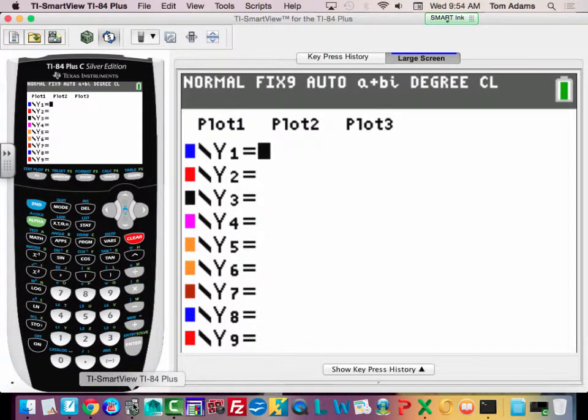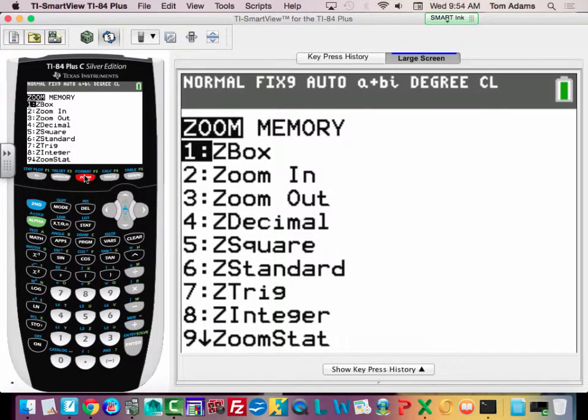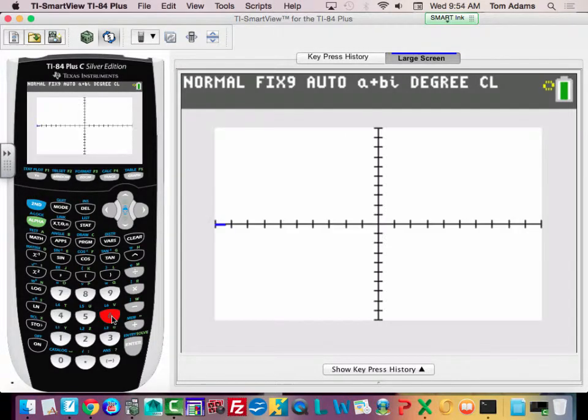So what I'm going to do is graph 9 raised to the x, and then I'm going to graph 4 raised to the x. And I know that they intersect when x equals 0. I know that's one spot because 9 raised to the 0 equals 1, and 4 raised to the 0 equals 1. So I'm going to go to zoom, and I'm just going to choose a standard, option number 6, and then I'll just graph it and see what it does.